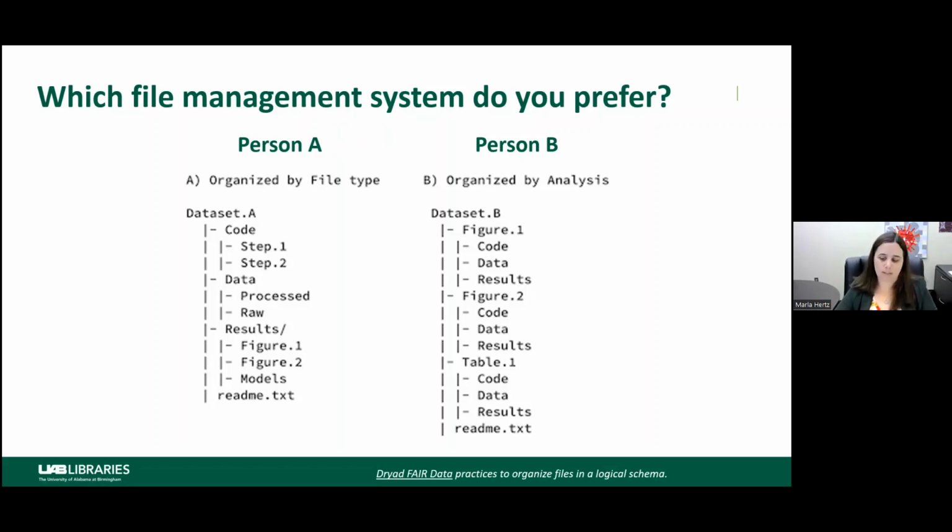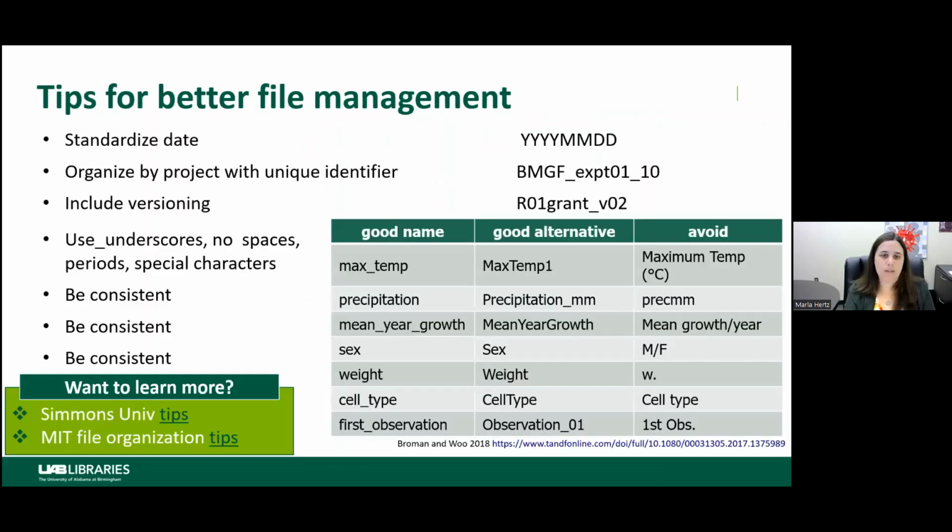Same thing goes for grants. So come up with a management system and implement that. And then I also want to talk about some tips for better file naming. This is both for files and also for column headers in a table.